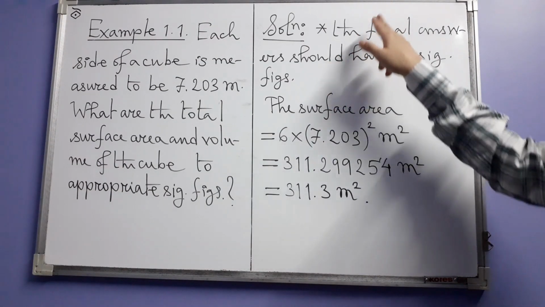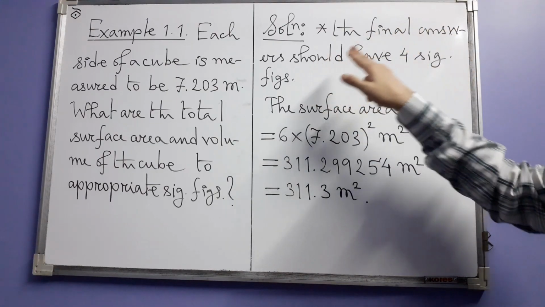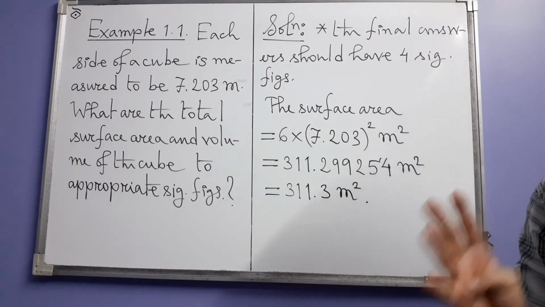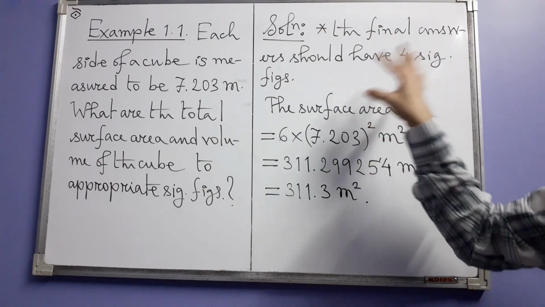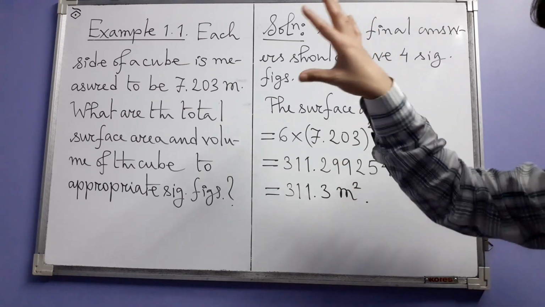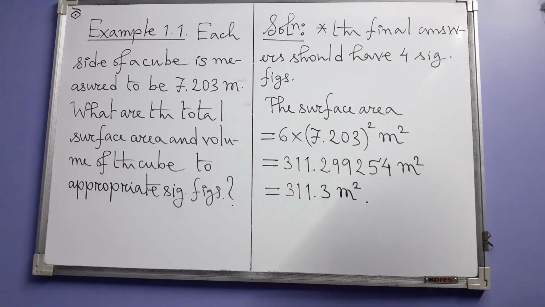In the solution, in the beginning itself, we write that both the answers should have 4 significant figures. And you have to actually write the reason why this is the case. So, whatever I said just now, we write those things. And then we calculate the surface area.